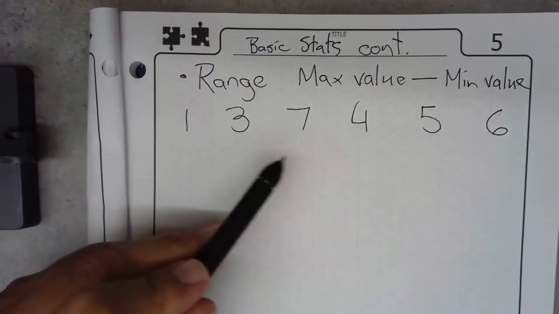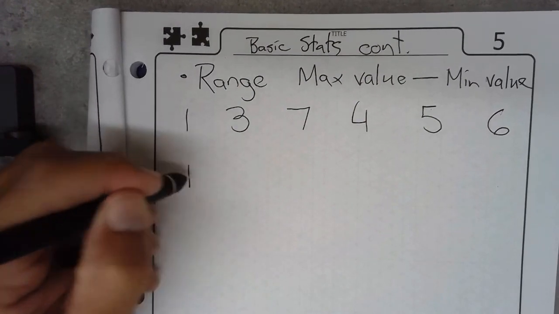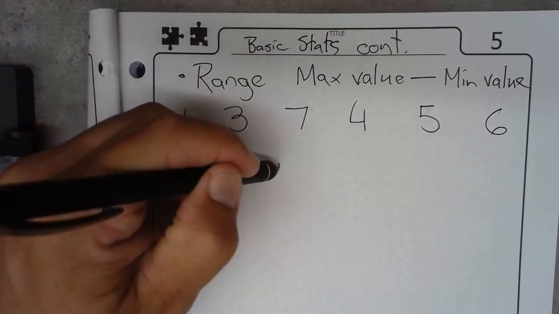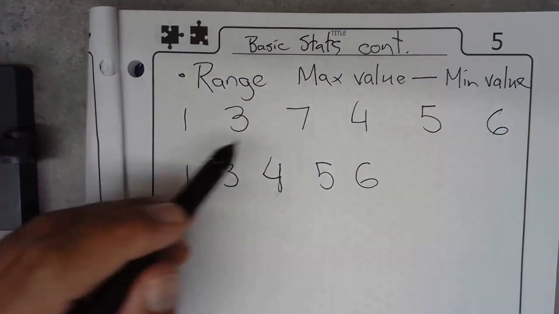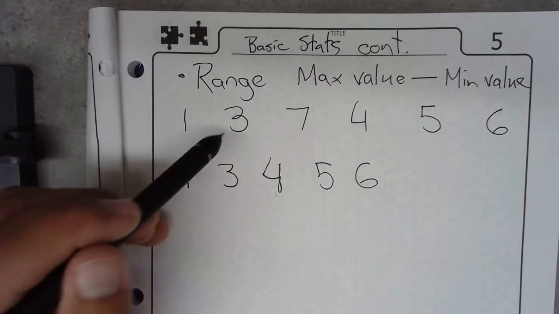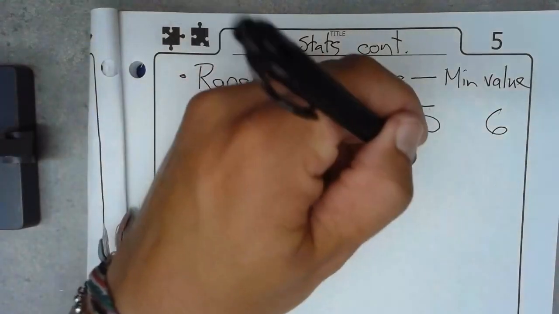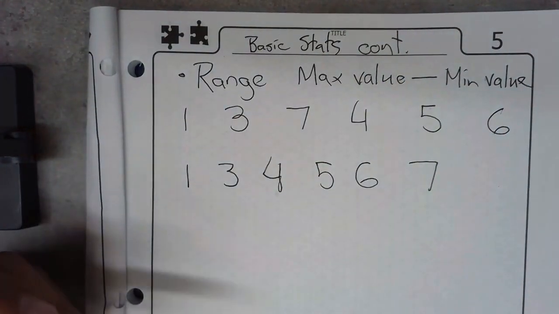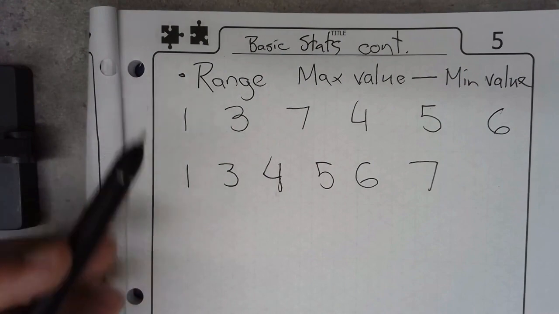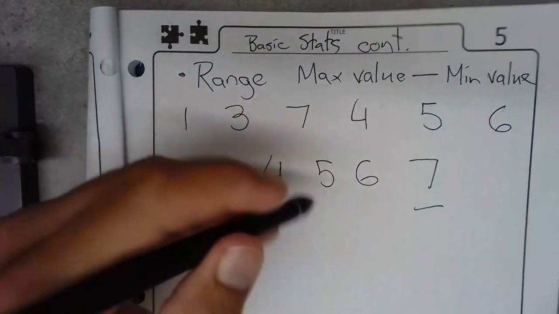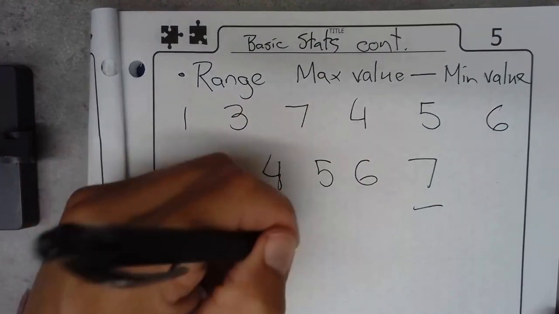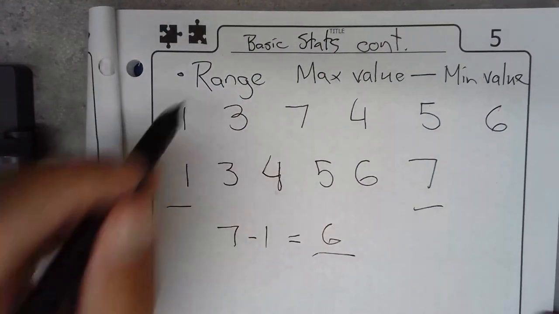All right, step one, we would put them in order. So we have 1, 3, 4, 5, 6, and 7. Sorry. All right, so now to find the range of this, we would take the max minus the min. So the max minus the min. So 7 minus 1 would give us 6 for the range.